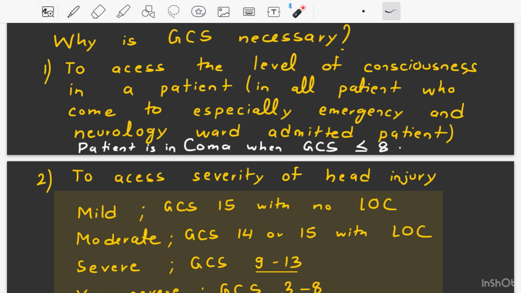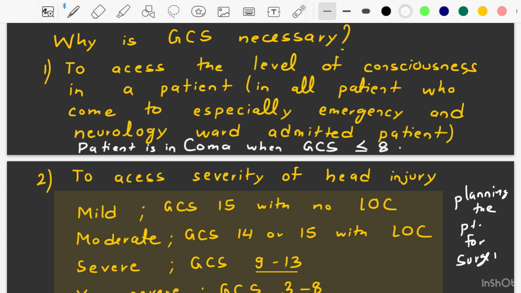Then why is this severity of head injury essential? In case of planning the patient for surgery, in case of head injury, we should know the severity of head injury.